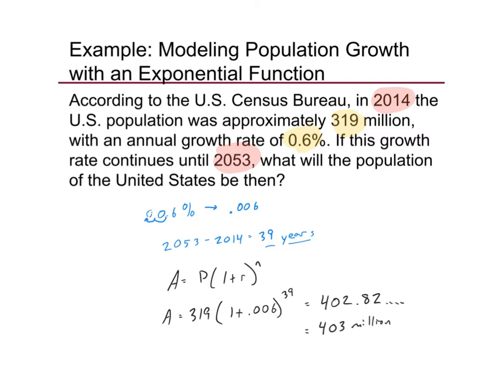403 million people would be the population of the U.S. in the year 2053 if we follow that same growth rate of 0.6% every single year. We would pass 400 million people. Whew, that's a lot.